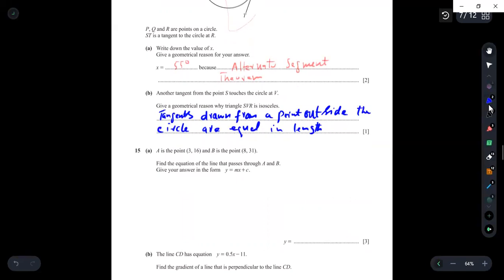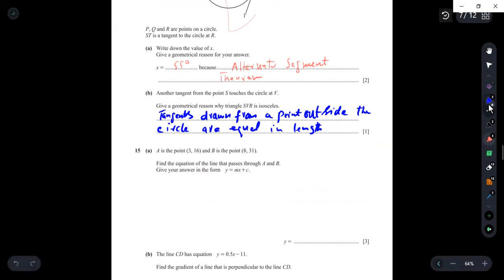Question 15. A is this point, B is this point. Find the equation of the line that passes through A and B in the form y equals mx plus c. So we know that the equation of a line can be written in this form, where m stands for gradient. So we need to find the gradient from 2 points.